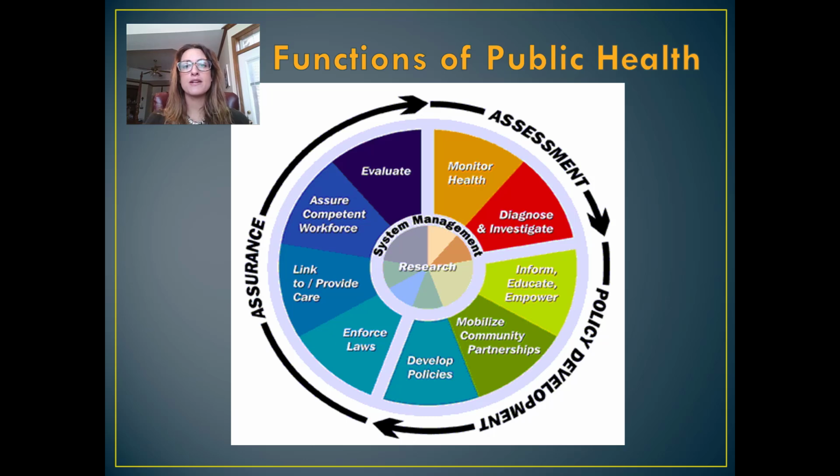Next, we want to create policies and interventions that say, we know what's going on. Now we want to prevent and control disease that's linked back to whatever that health problem was.